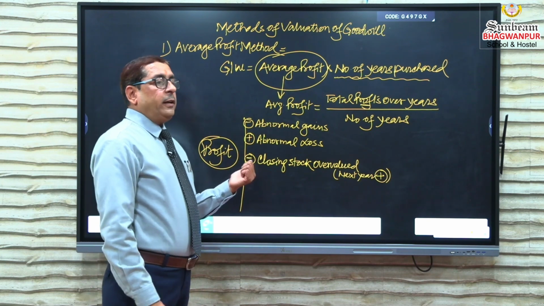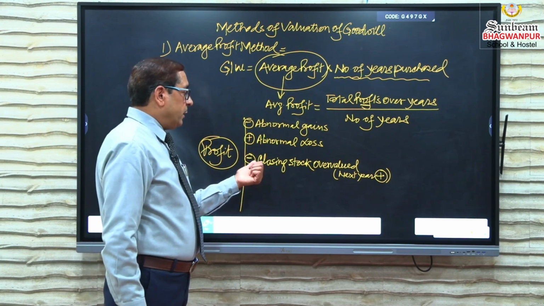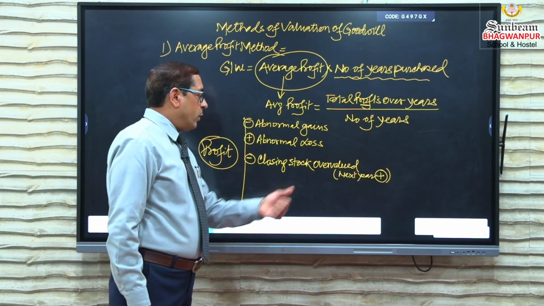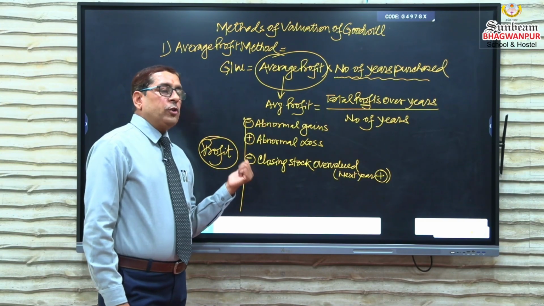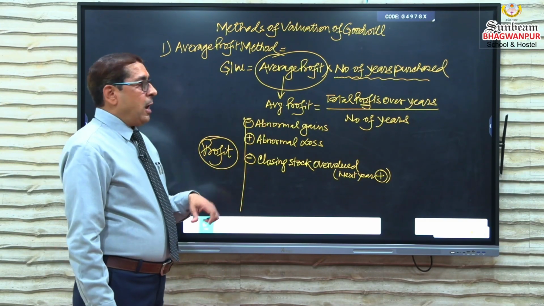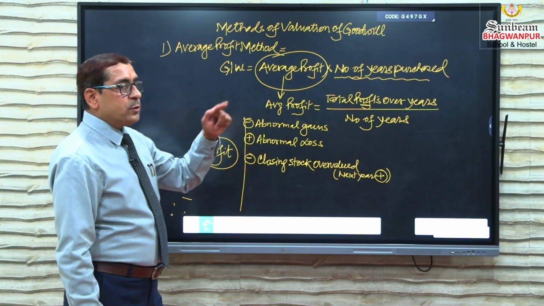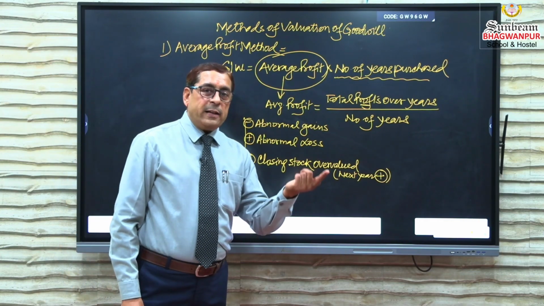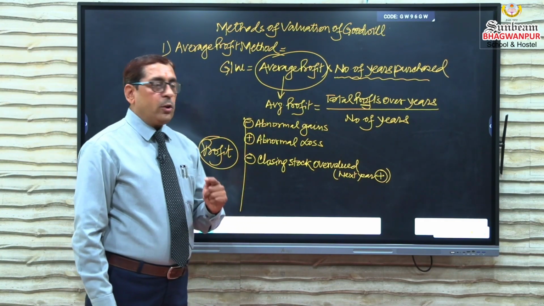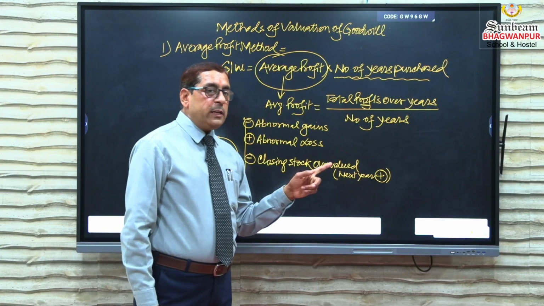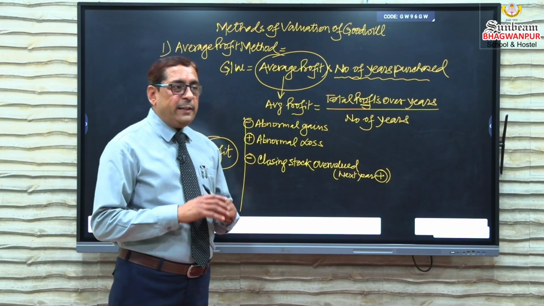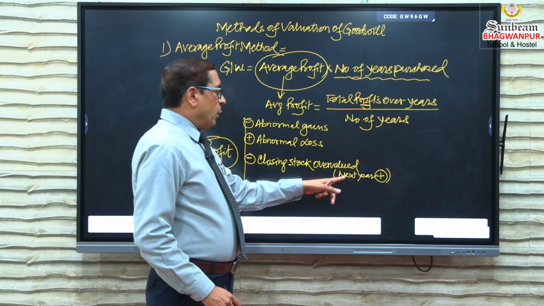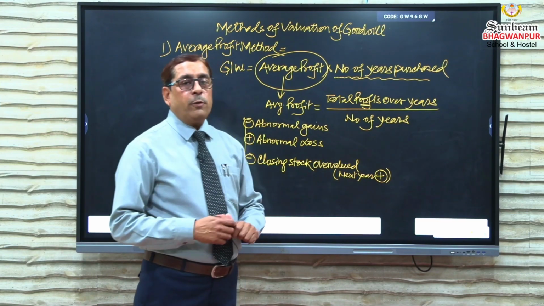In that particular year where the closing stock was overvalued, we are going to deduct it from the profit, because profit has been increased. And this closing stock becomes the opening stock in the next accounting year, and because of overvaluation of opening stock, the profit has been decreased. That's why we are going to add it in the profit.